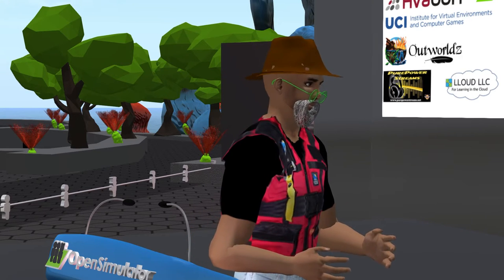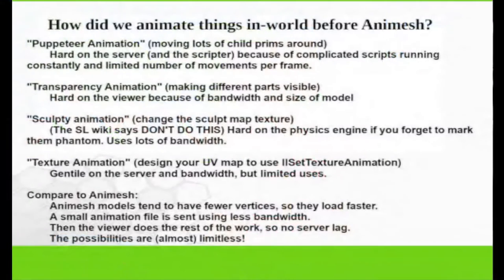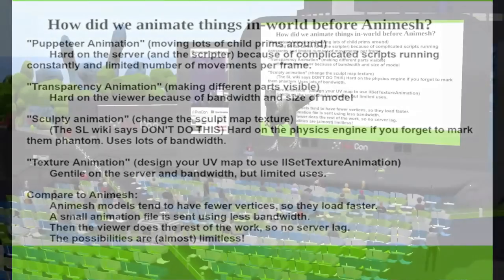But before I get to Animesh, let me show you a few things that are not Animesh. And the idea is that I want to talk about what did we do in the past? How did we animate things? And it seems a shame sometimes that creators in Second Life and OpenSim went to tremendous efforts to make things animated when the right way to do it probably would have been Animesh all along. This particular critter here is a dinosaur that I made.